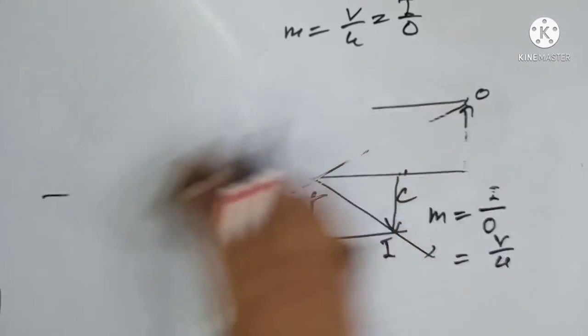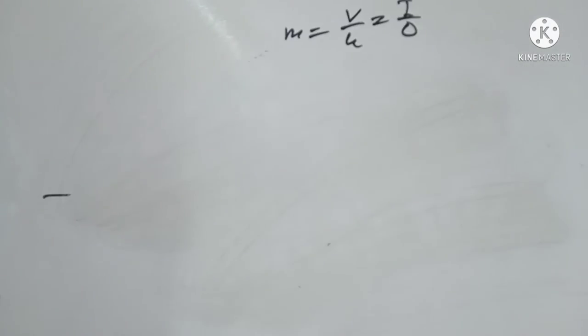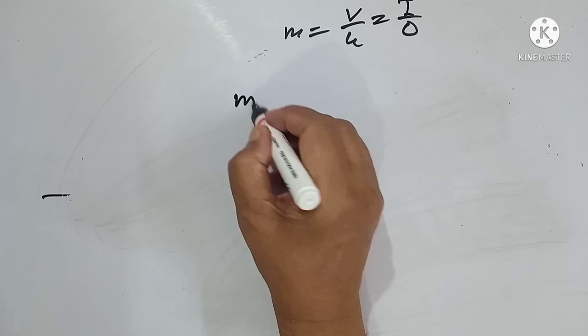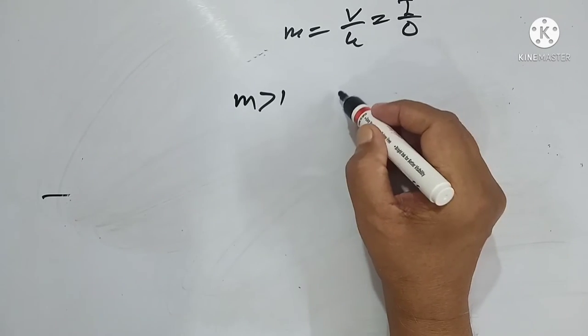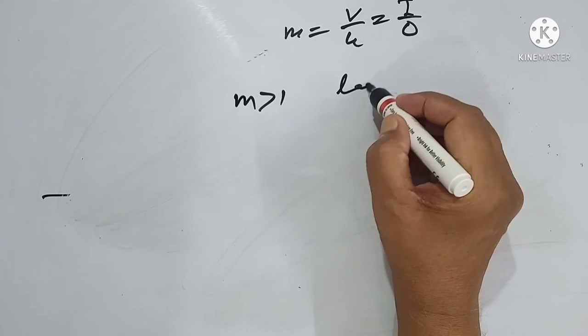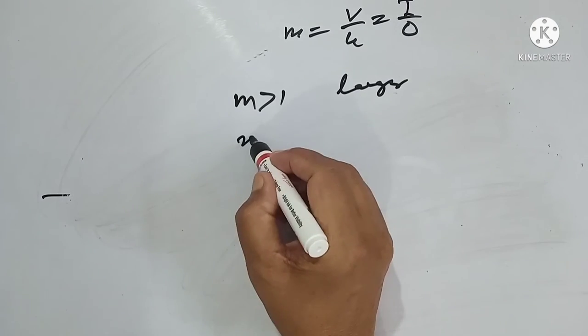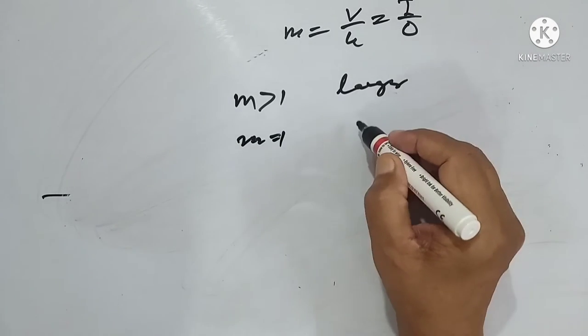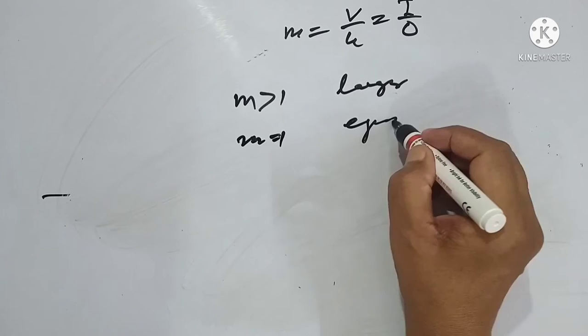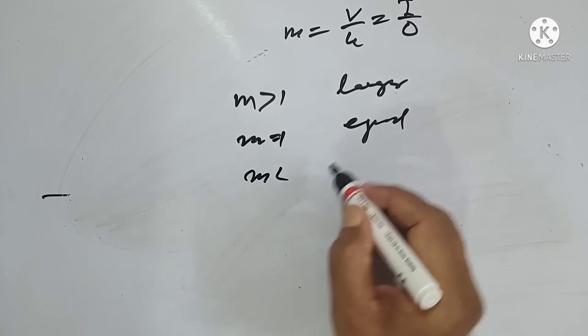Now we have three conditions. If M is greater than 1, the image formed is larger. If M is equal to 1, the image formed is equal. If M is less than 1, it is diminished.